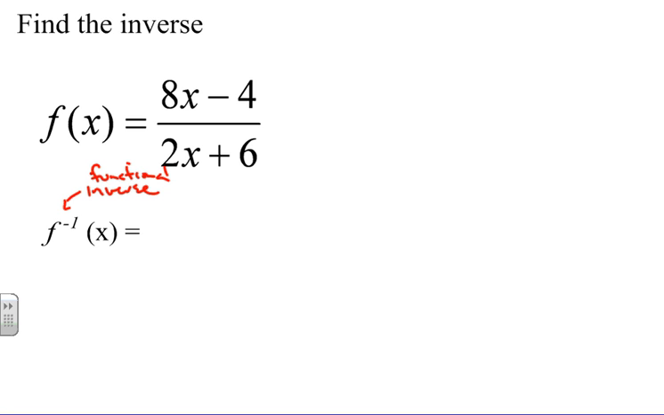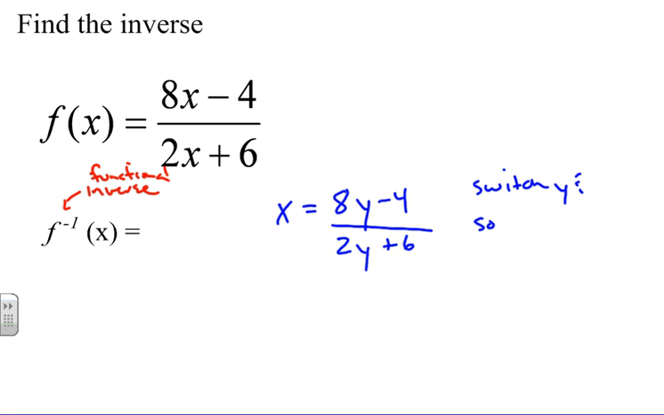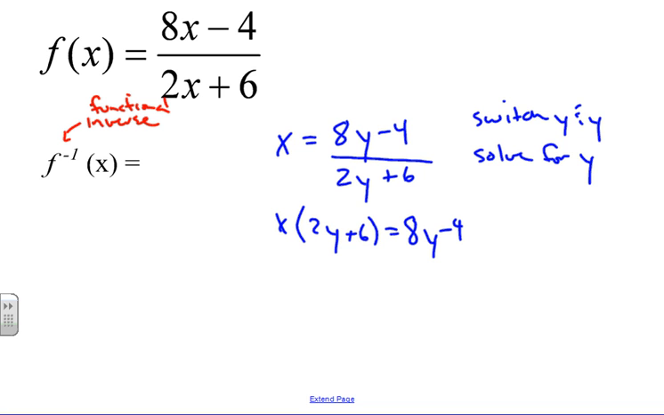So, in order to figure this one out, a little bit tougher one, we're going to switch x and y values. So we have x equals 8y minus 4 over 2y plus 6. We're then going to get rid of the denominator, because now I want to solve for y. So once we switch x and y's, then solve for y. To do that, I have x times 2y plus 6 equals 8y minus 4. From here, I'm going to distribute the x through, and I have 2xy plus 6x equals 8y minus 4.